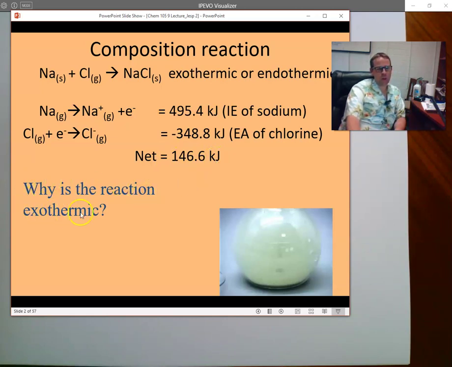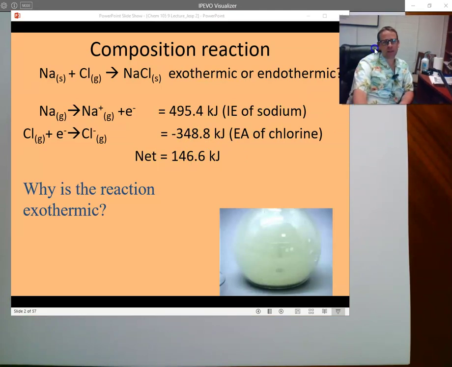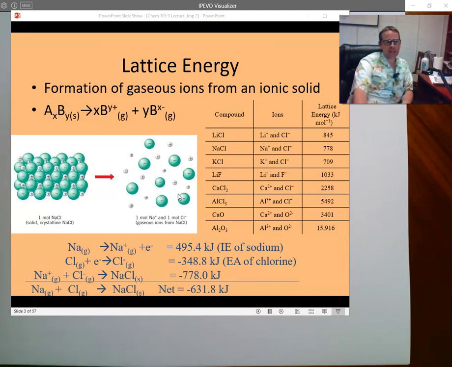So the question is, well, why is this reaction exothermic if the net is 146.6? And the reason is because there's something else happening in this process, and that's what we're going to talk about initially here. The other thing that's happening is what we call the release of lattice energy.